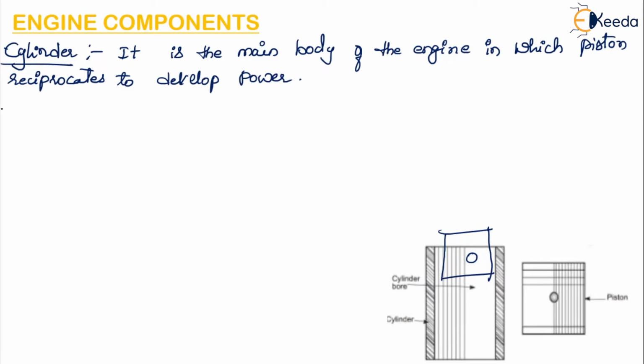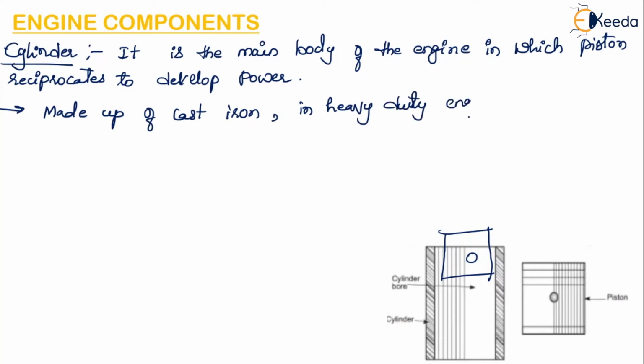So this piston is generally made up of cast iron, but in case of heavy duty engine, alloy cast irons can also be used. So made up of cast iron, in heavy duty engines can be made of alloy cast iron also.